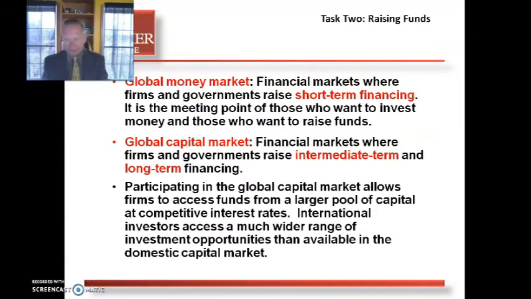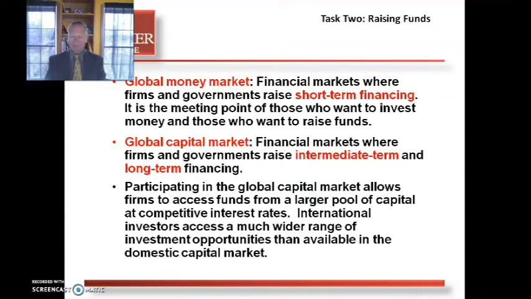So task 2 is raising funds. We just talked about that. In the global money market, you can raise funds a number of different ways. Number 1, you can take out a loan. That's short-term financing. But you can take out a loan anywhere in the world. So you can go to Tokyo, or you can go to Singapore, you can go to the London banks, you can go to Chinese banks, depending on who's going to give you the lowest interest rate.